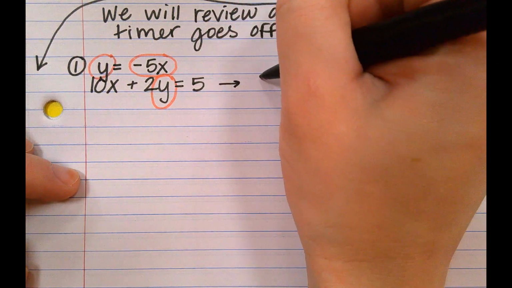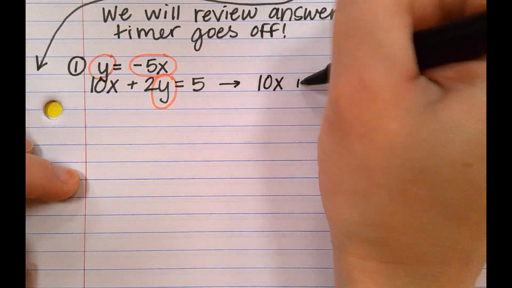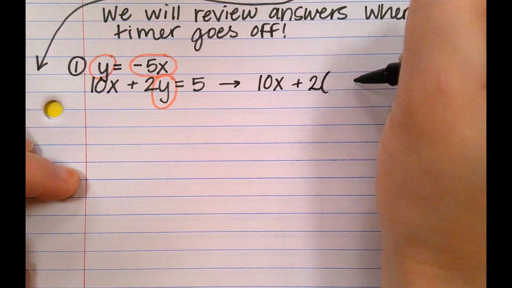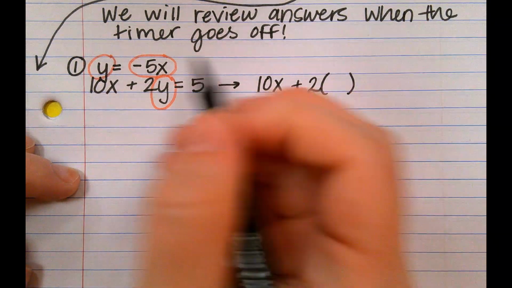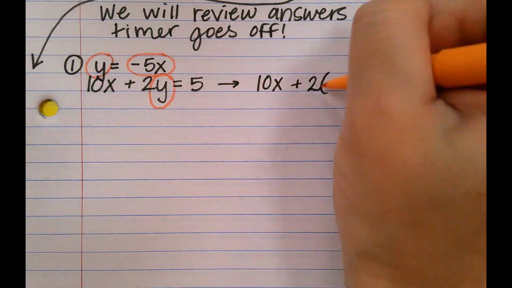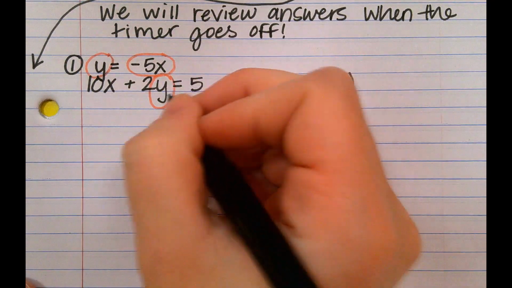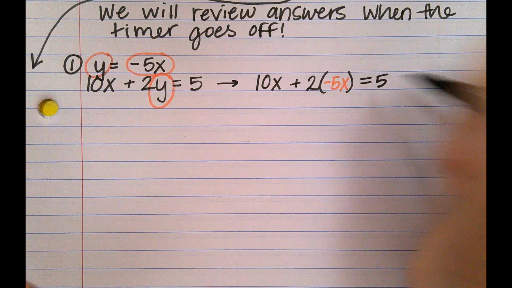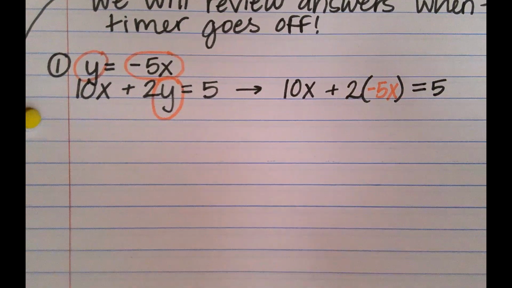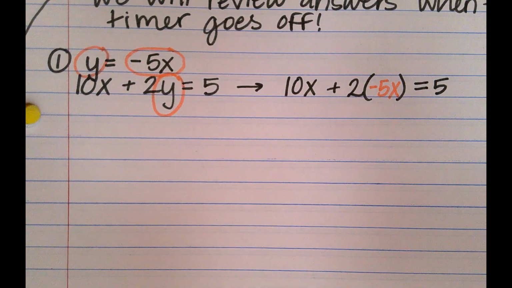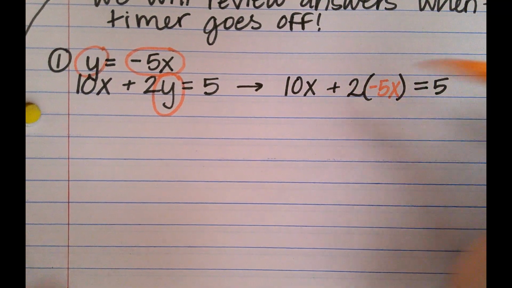So let's write that. 10x plus 2, I won't write y. I'll write negative 5x, and equals 5 is the rest of my equation. So what would I do from here? Bring down your 10x and then distribute. Yeah, we're going to distribute or multiply.